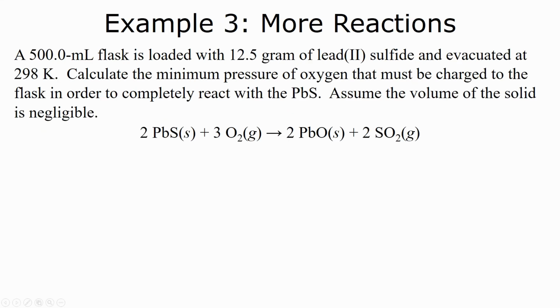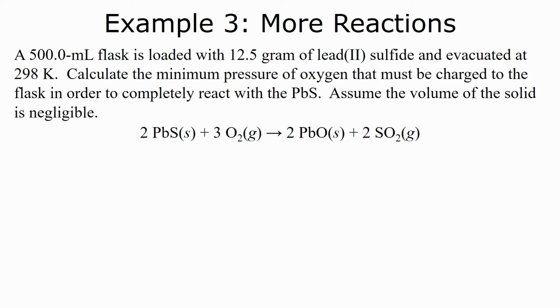Now this is an interesting example. A lot of times in the lab, we do not measure volume, we actually measure pressure because our volumes are fixed in our glassware and our equipment. So we have a 500 milliliter flask, it's loaded with 12.5 grams of lead-2 sulfide, and it's evacuated at 298 Kelvin. Calculate the minimum pressure of oxygen that must be charged to the flask in order to completely react with the lead sulfide. Assume the volume of the solid is negligible.